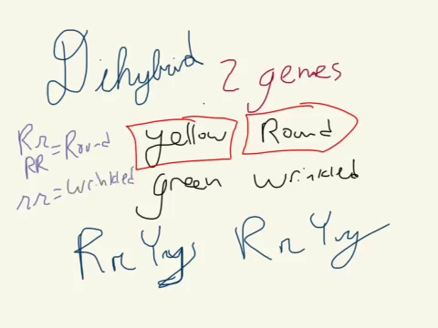and then for yellow we have big Y, and these two being yellow, and homozygous recessive as green. Now for this example, I said that we had two heterozygous individuals, so big R little r, big Y little y, with big R little r, big Y little y. Now in order to do this, we need to get our gametes.